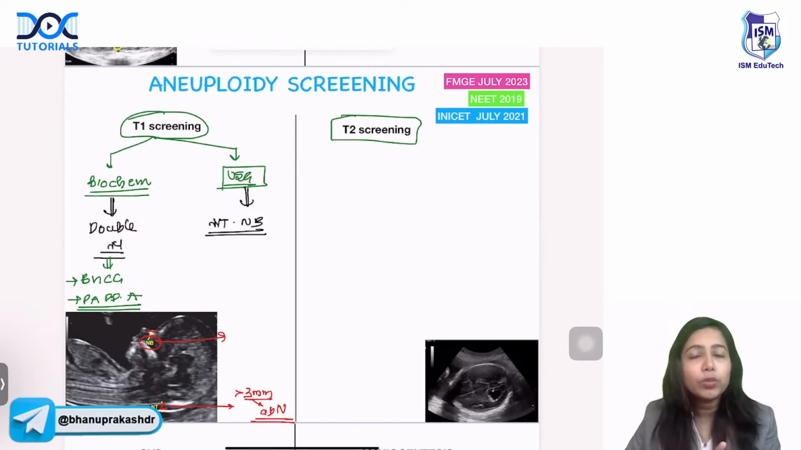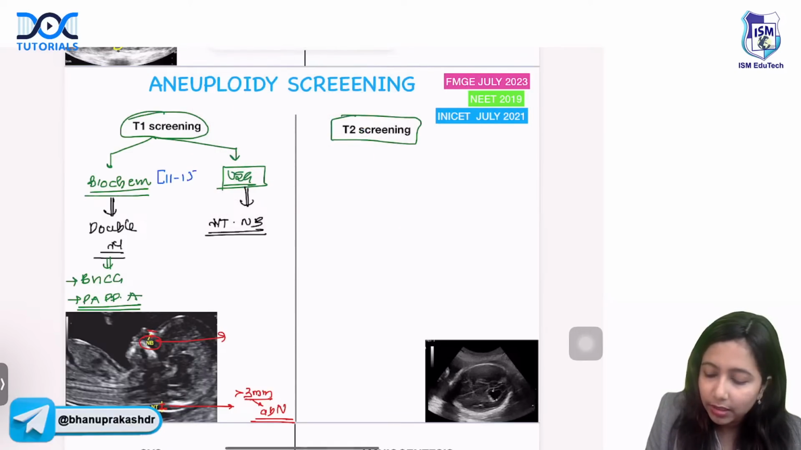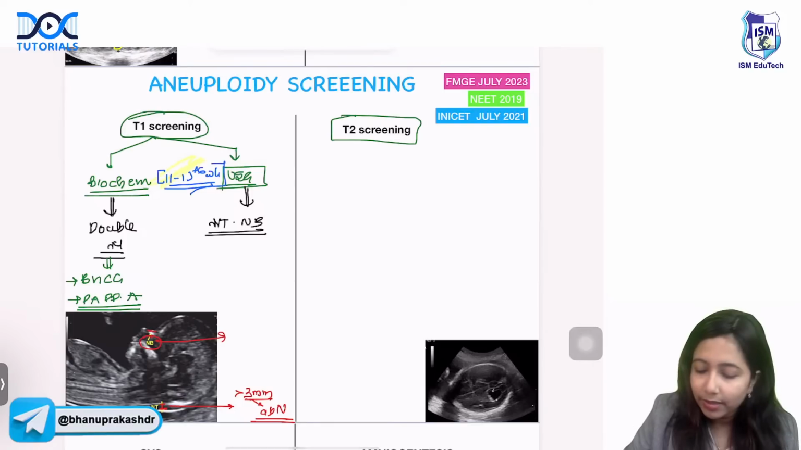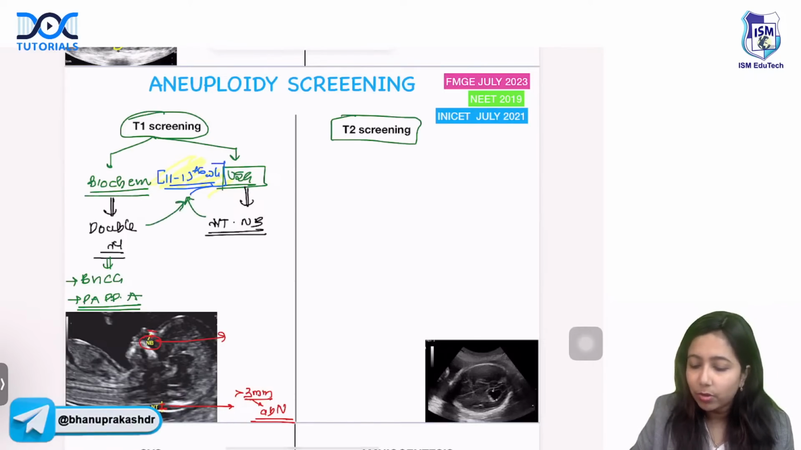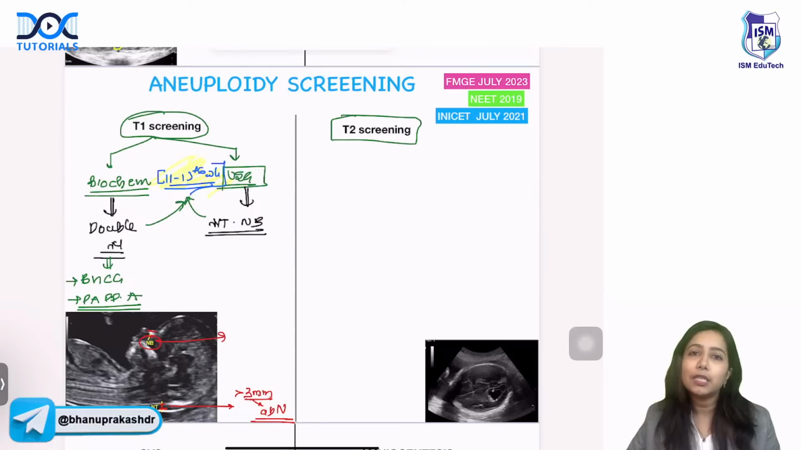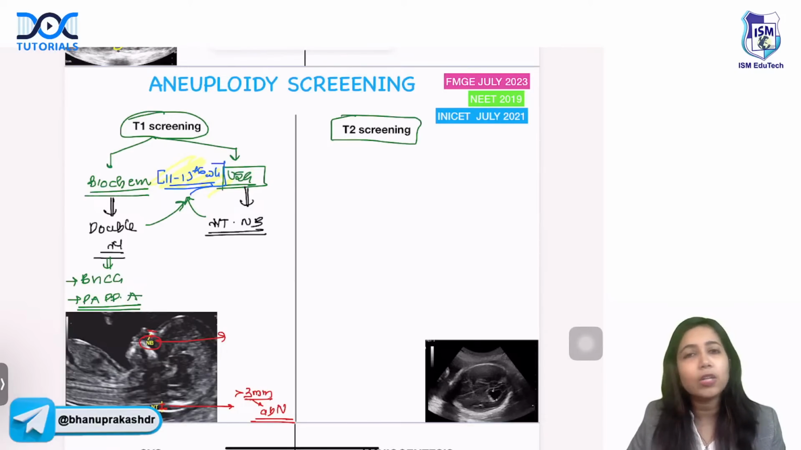So when do you do the double marker? This is done between 11 to 13 plus 6 weeks. When do you do the NT-NB scan? It is done between 11 to 13 plus 6 weeks. So one question that was asked was a direct question: when is NT-NB scanned? Direct question, 11 to 13 weeks. Second question is, when do you do the quadruple marker, which came in the last exam in July 2023? When do you go for the quadruple marker or even the triple marker?